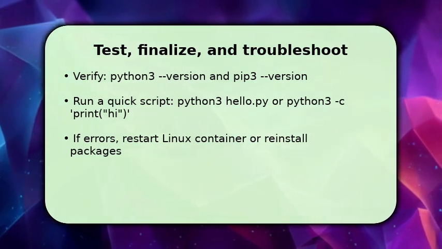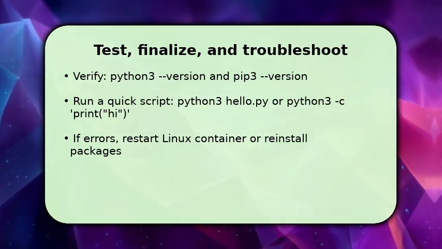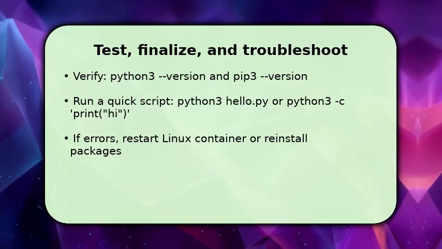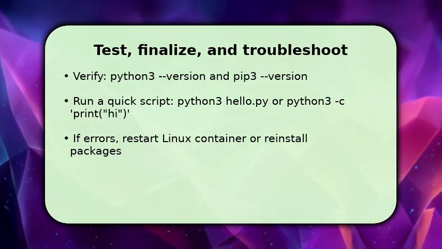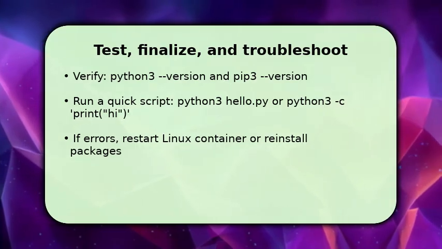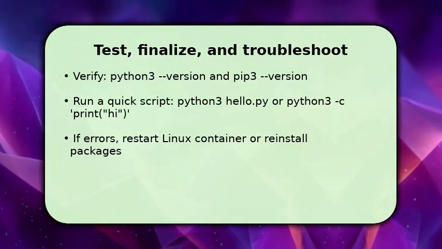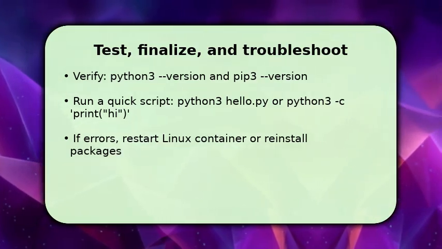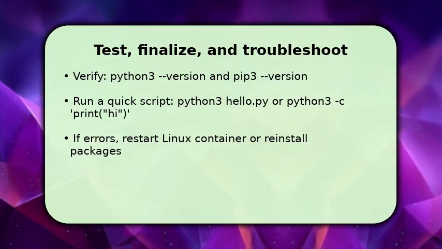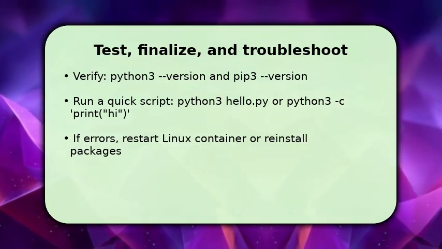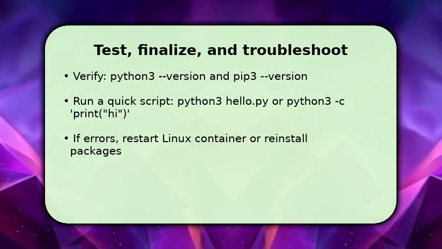In terminal, run python3 --version and pip3 --version to verify installs. Create a quick file hello.py or run python3 -c "print('hello from Python')" to test execution. Once satisfied, use pip3 to install libraries you need and save requirements with pip3 freeze > requirements.txt. If you hit permission or package errors, restart the Linux container, rerun sudo apt update, or remove conflicting packages and reinstall. That single restart often resolves leftover setup issues.